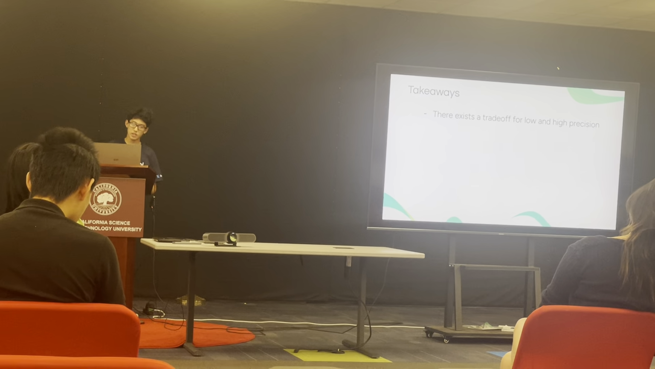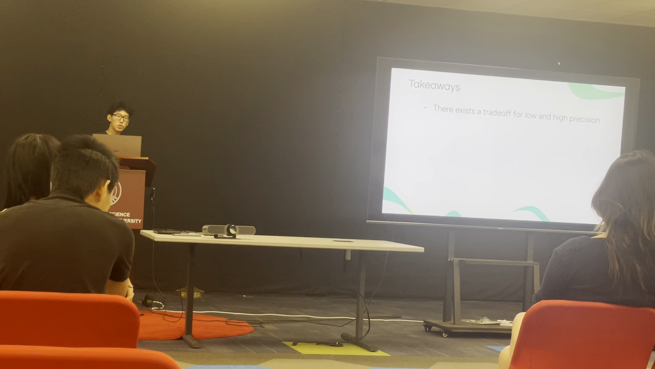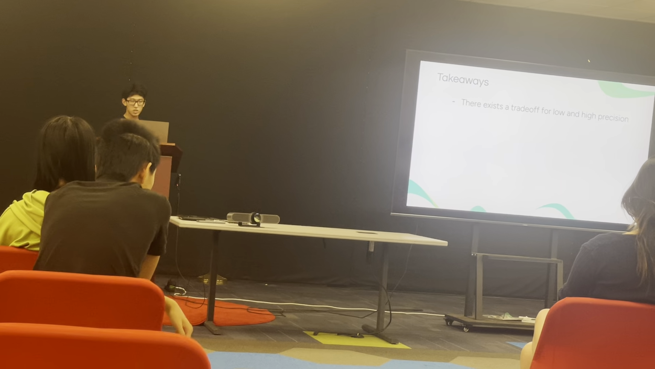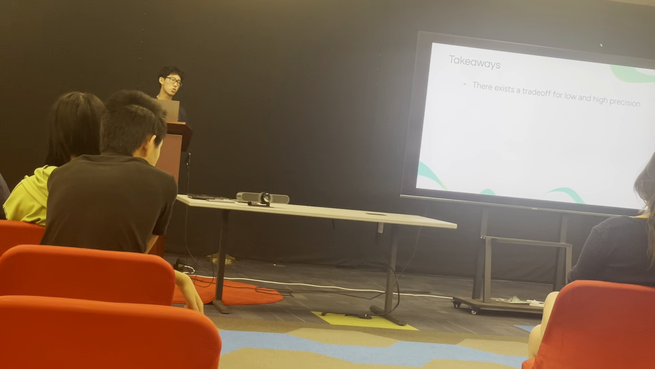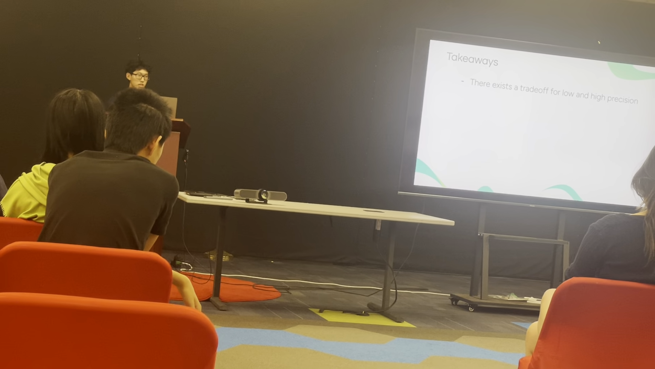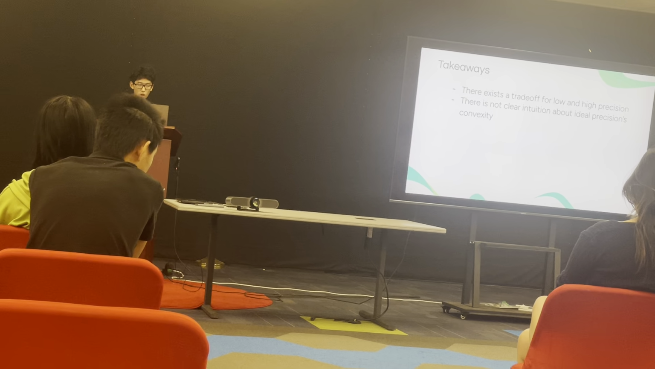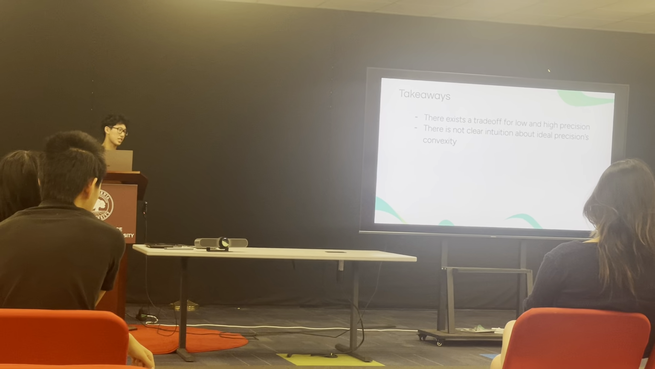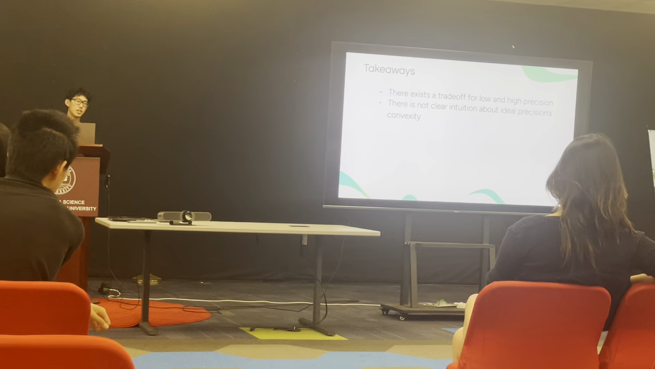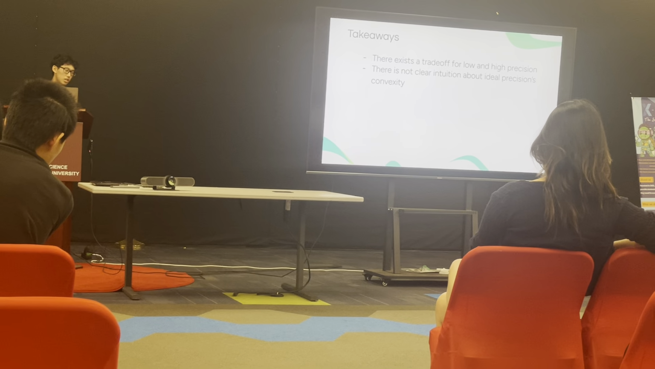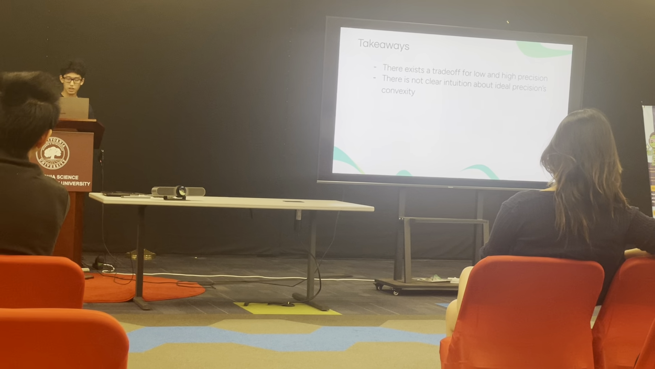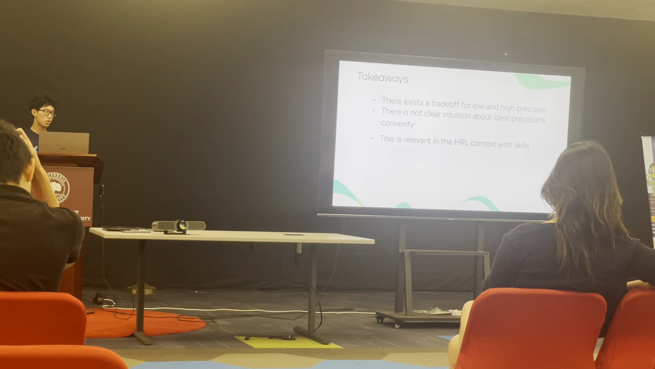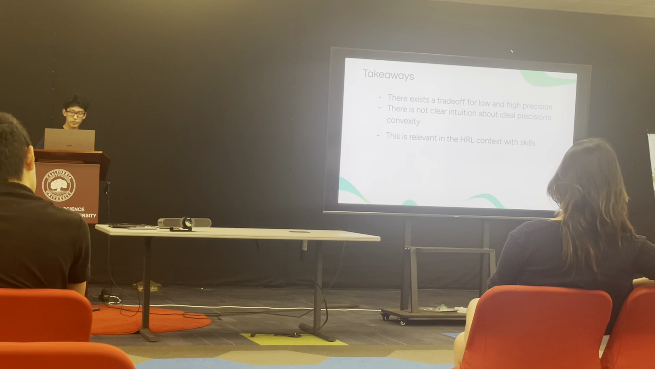So, the takeaways and future work from this. The takeaway from the precision horizon trade-off is that there indeed exists a trade-off between low and high frequency. You don't want a precision too low, as then you won't have granular control, and you don't want a precision too high, as you'll be susceptible to the curse of horizon. We also show that there's no clear intuition about the ideal precision's concavity, basically the specific shape of the ideal precision. And we show that this is still relevant under hierarchical reinforcement learning with learned skills.